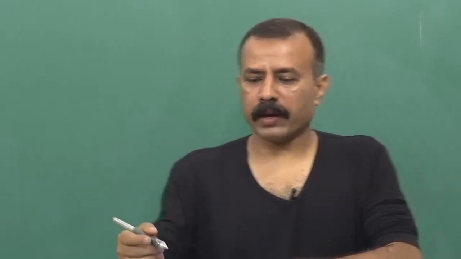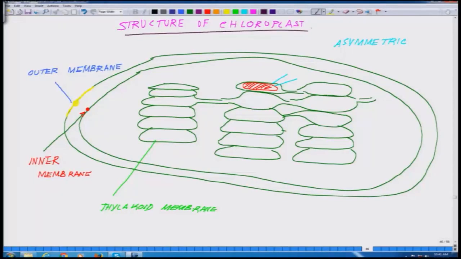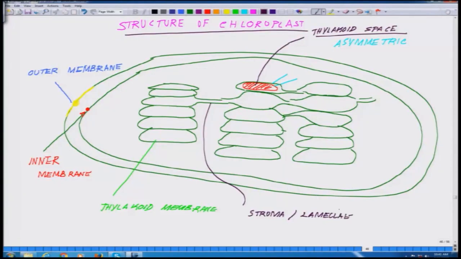Now, coming back to the slides here, there are a few other things we have to mark. We talked about the thylakoid membrane, and this space in between is called the thylakoid space. Then these connectors are called stroma lamellae. And then there is a space in between these two which is called the intermembrane space. And this empty space is called the stroma.